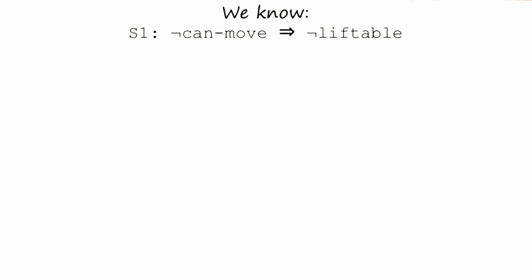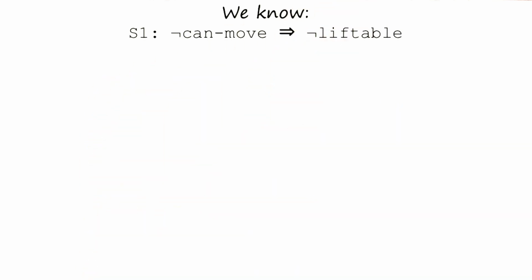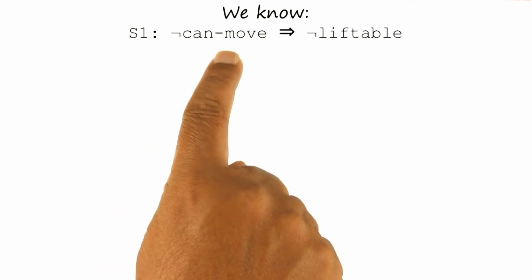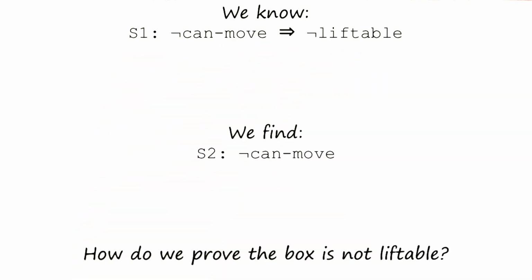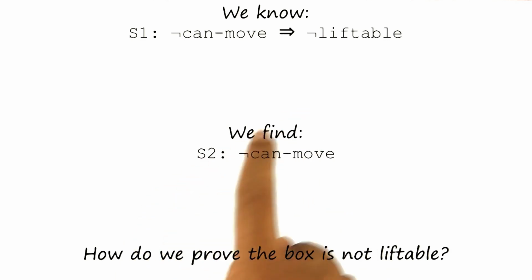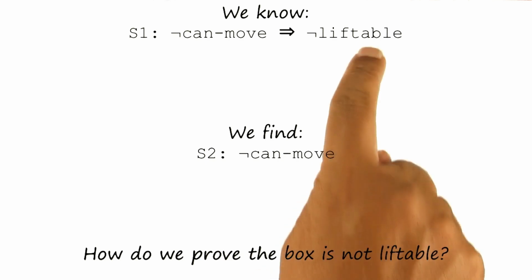All right. So let us suppose that the robot begins with some knowledge in its knowledge base. And this knowledge says that if it cannot move, then it implies that it is not liftable. Now it tries to move the next box on the widget. Its percepts tell it it cannot move.